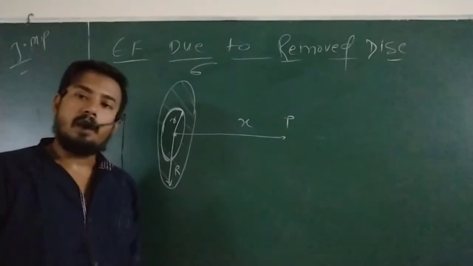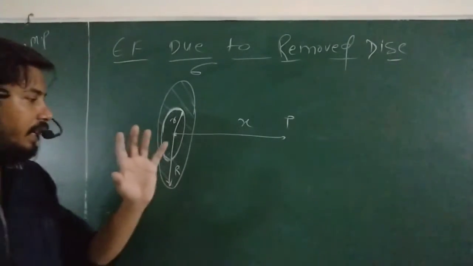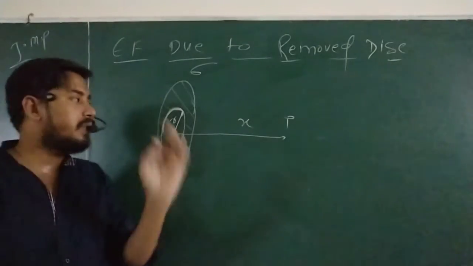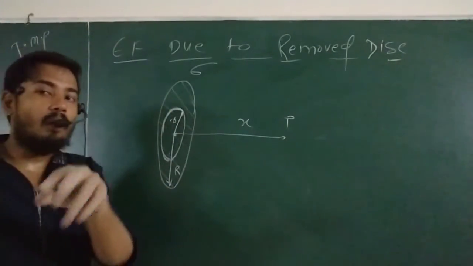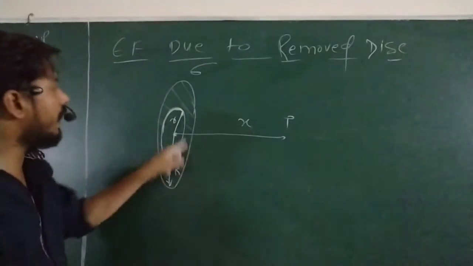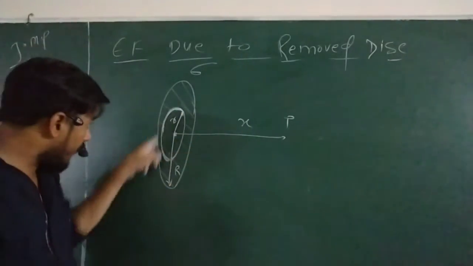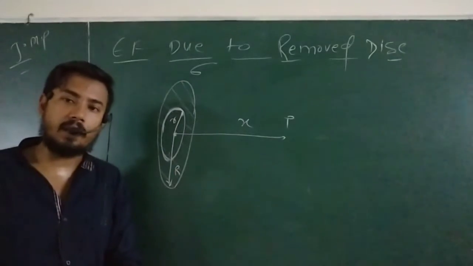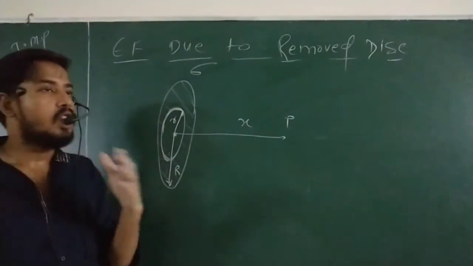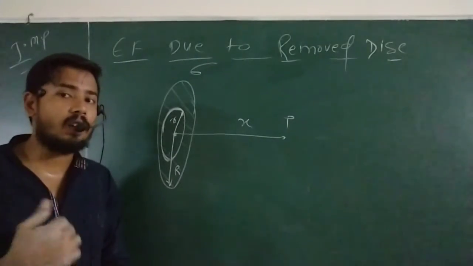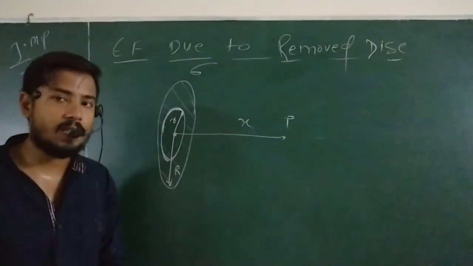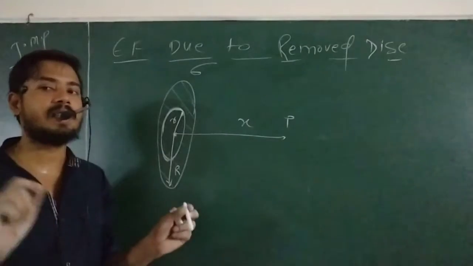So, my dear, again try to understand, I have one disk, right? And from this disk, a small part is removed. So, two questions they will ask. What will be the electric field due to the remaining part? What will be the electric field due to the removed part? Such kind of question we have already faced in center of mass.